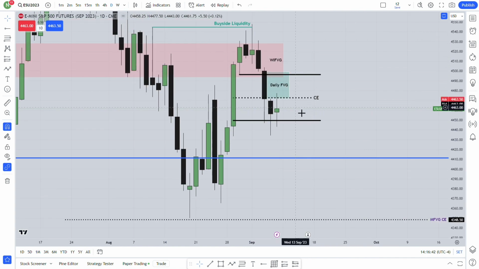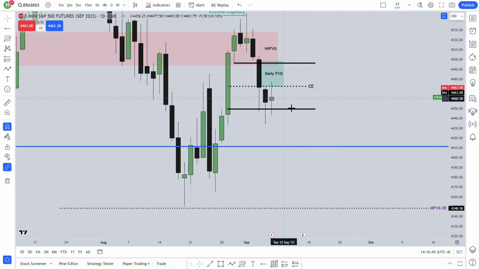I'm expecting lower prices, so it will break lower this low, maybe consolidate, then it can consolidate over here as well, and then eventually it will break this low. So I'm bearish for the daily bias as well for ESU. Let's go to the 1 hour chart.